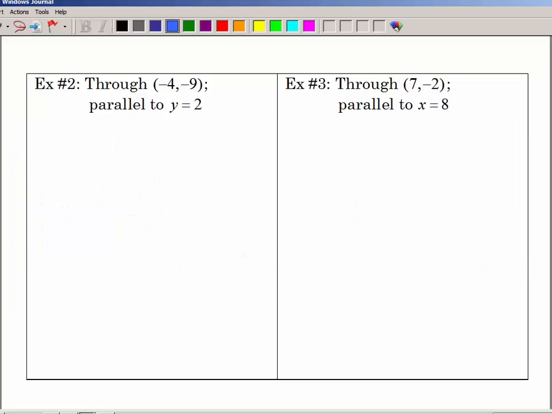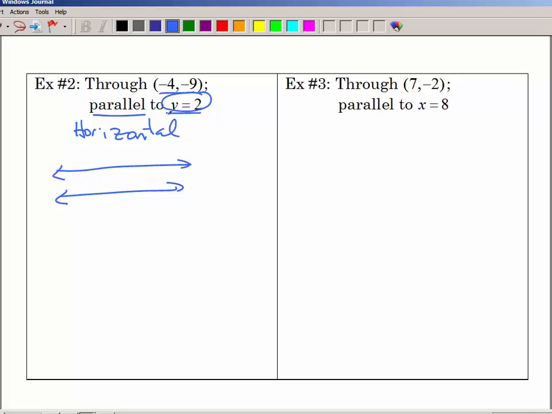Now we're going to look at two other examples that should be a little bit easier. We want to go through the point (-4, -9), but it's parallel to y equals 2. You've got to know that y equals 2 is a horizontal line. That goes this way. So all other horizontal lines would be parallel. So if I want something that's parallel, I want another horizontal line, and that's always y equals a number. What number is that? It's the y of the given point, which is negative 9.